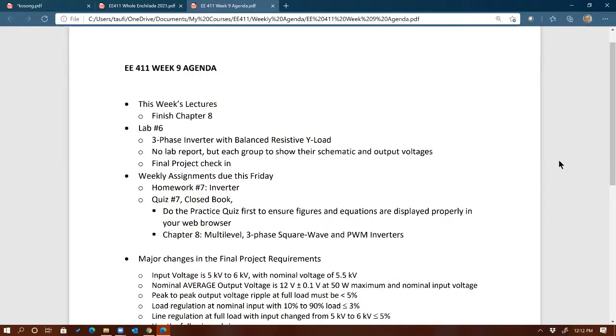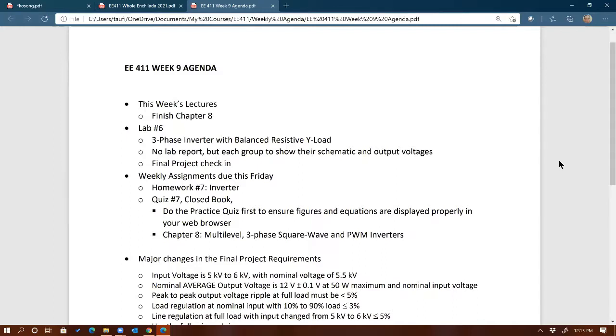And then we have lab number 6 today. It will be on three-phase inverter. We'll go over that today. But there won't be any lab report. All you need to do for this week is to simulate the example that we have in the book, so you can learn how to build the circuit, how you produce AC from DC, three-phase. All you need to do is to show the schematic and the output voltages, and that will be it for this week's lab. Right? And then I'm hoping that's going to be half the lab session this week.